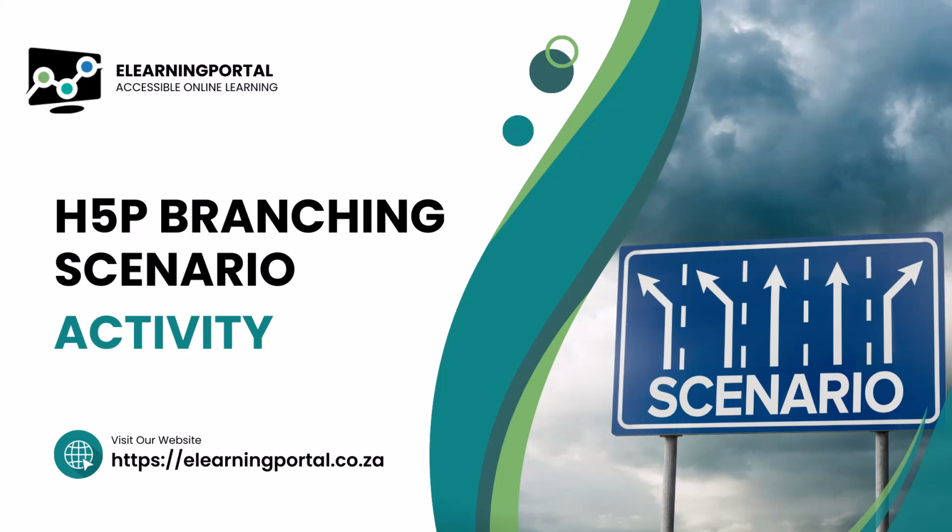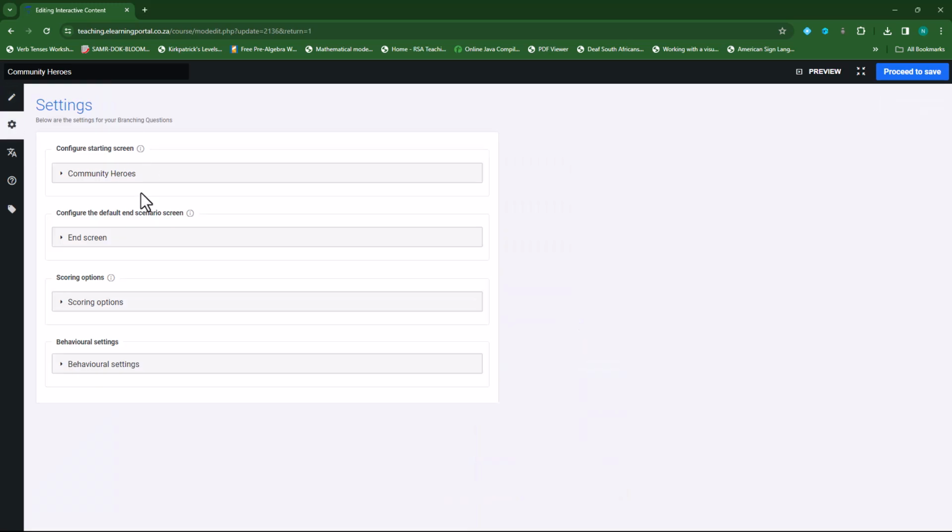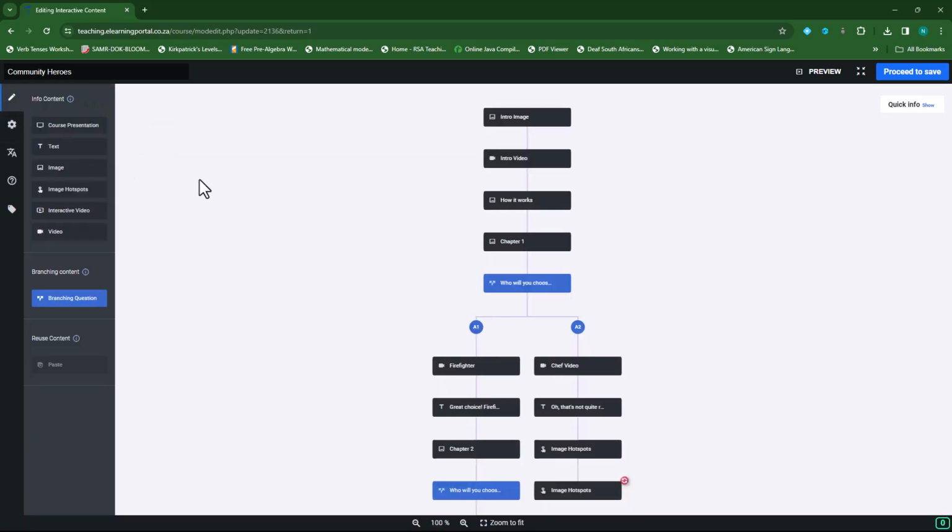In this video, I will show you how to create H5P Branching Scenario activity. First, I'll take you through the process of changing the settings. Then I'll take you through the process of adding various elements within the branching scenario. So the video is broken down into 4 parts.